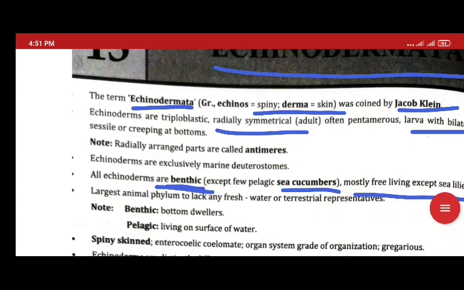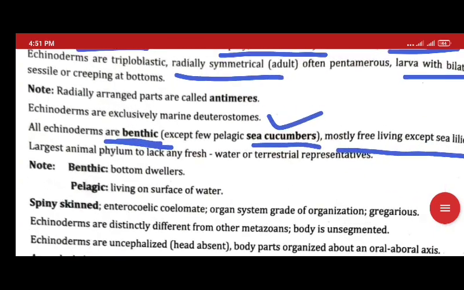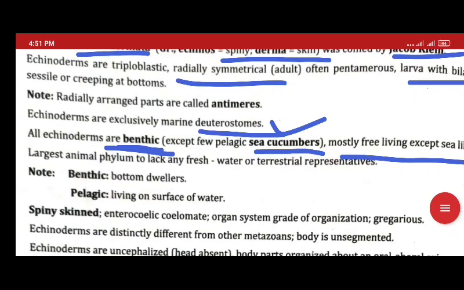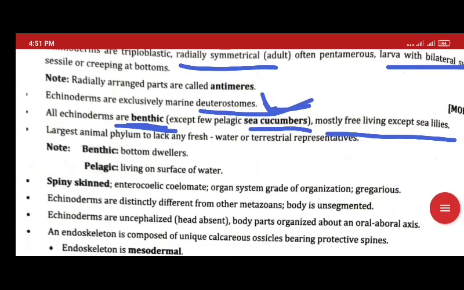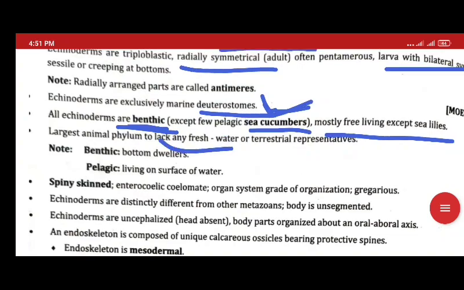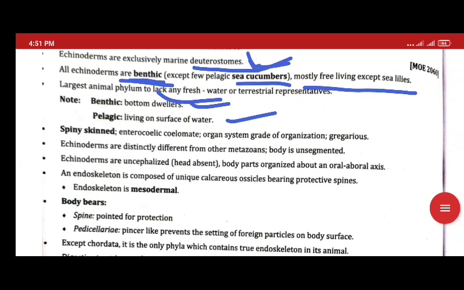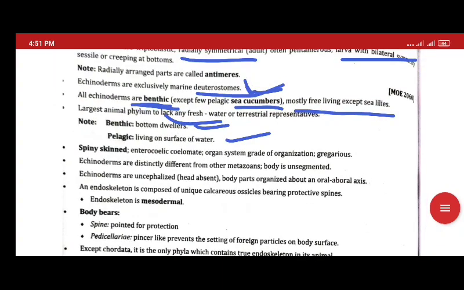Now Echinodermata is deuterostome. A deuterostome is one in which the anus is the main character. The opening develops from the anus, and this deuterostome development occurs in Echinodermata and in Chordata only. This is the largest animal group in fresh water terms: bottom dweller, and surface of water is pelagic. So sea cucumbers are what? Pelagic.